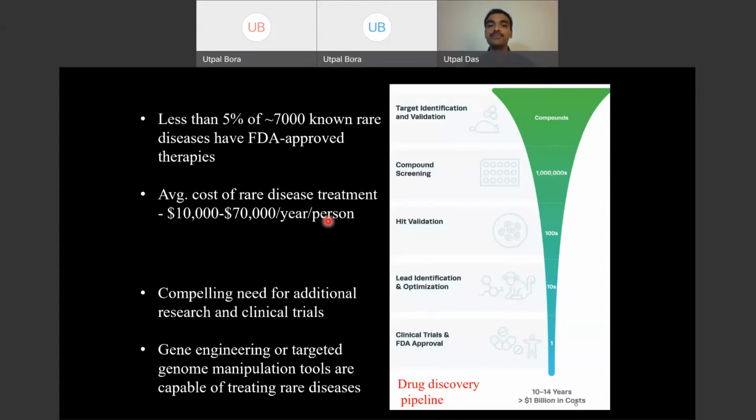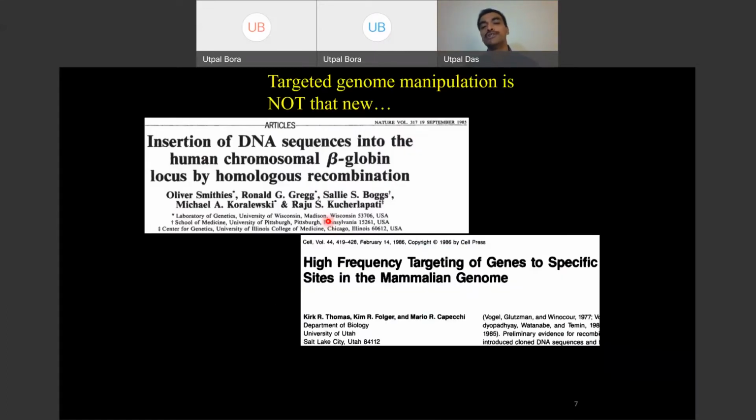So now, when you talk about genome manipulation, it is not something new. We are not doing it in 2020 or 2017 or 2018. People have been doing genome manipulations for the last several years. The two examples I'm showing were done in the mid-80s, when scientists first started inserting DNA sequences into human chromosomal DNA by using homologous recombination technology. Of course, at that time it was not well developed, but at least they tried to manipulate genes.